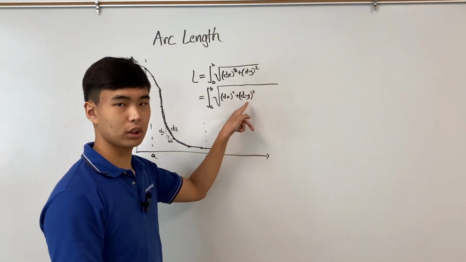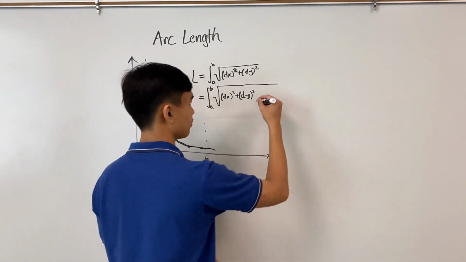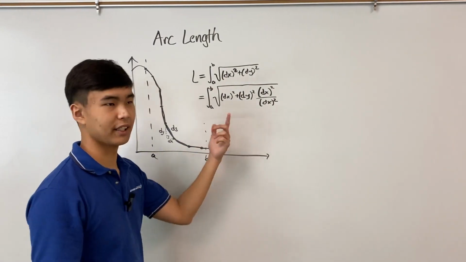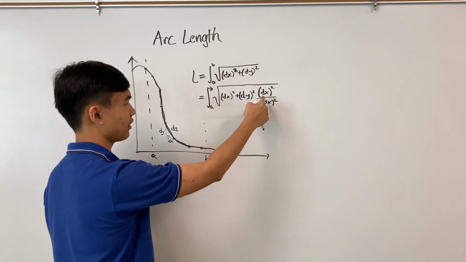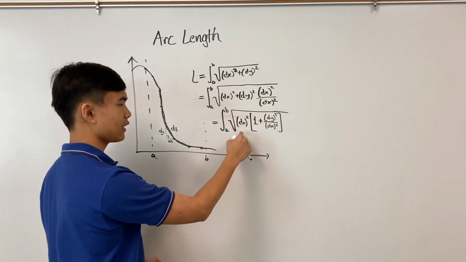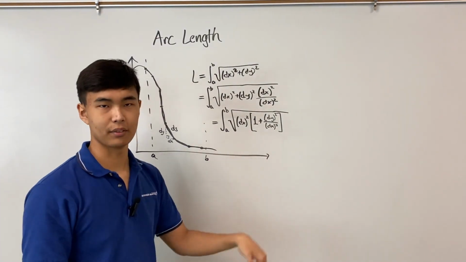I'm going to go ahead and multiply this dy squared by dx squared over dx squared, like this, and you'll see in a minute why I did that. Notice I haven't changed the integral because if I didn't do anything, these would cancel to leave this. So now I'm going to factor out a dx squared inside the square root, like this, and since this is a dx squared inside a square root, we can just take it out, like so.